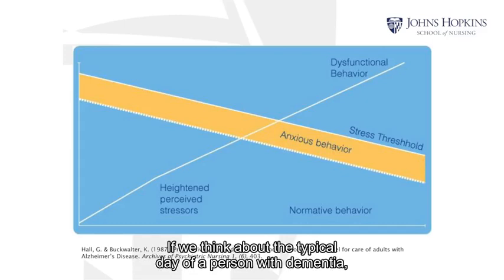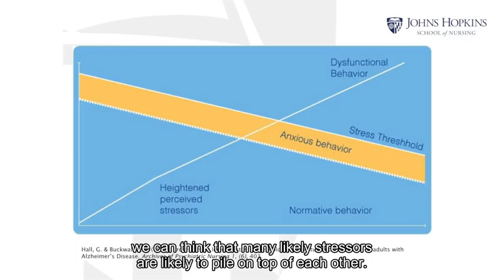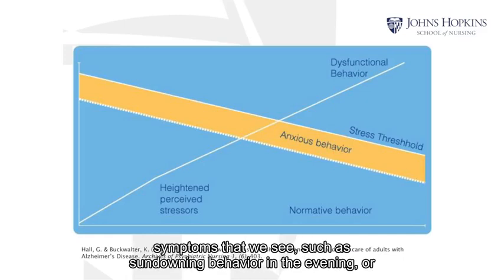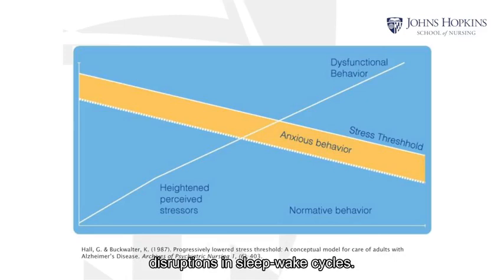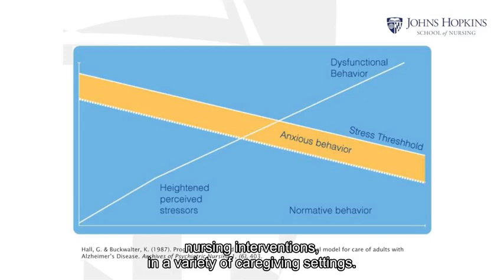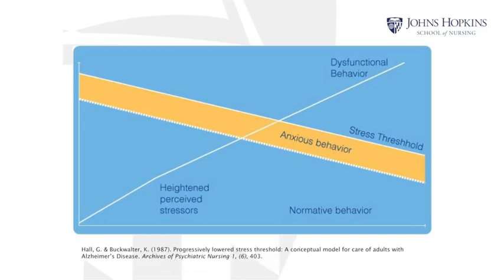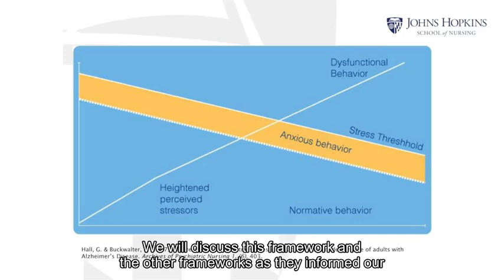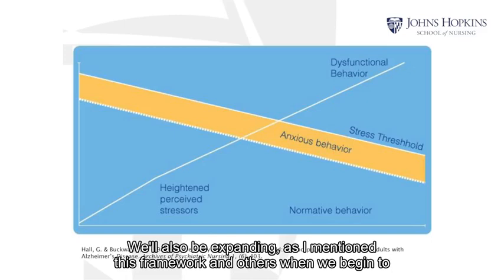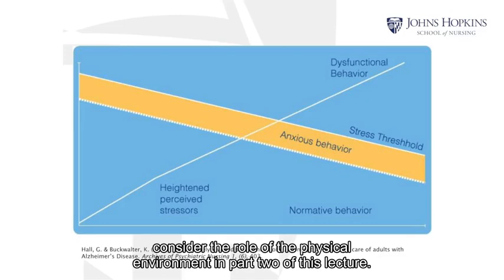And if we think about the typical day of a person with dementia, we can think that many likely stressors are likely to pile on top of each other. And it's really this accumulation of stressors over the day that can lead to some symptoms that we see, such as sundowning behavior in the evening or disruptions in sleep-wake cycles. So this particular framework has been very useful in thinking about caregiving, nursing interventions in a variety of caregiving settings. And we will discuss this framework and the other frameworks as they informed our models of care that we'll talk about next week. We'll also be expanding this framework and others when we begin to consider the role of the physical environment in part 2 of this lecture.